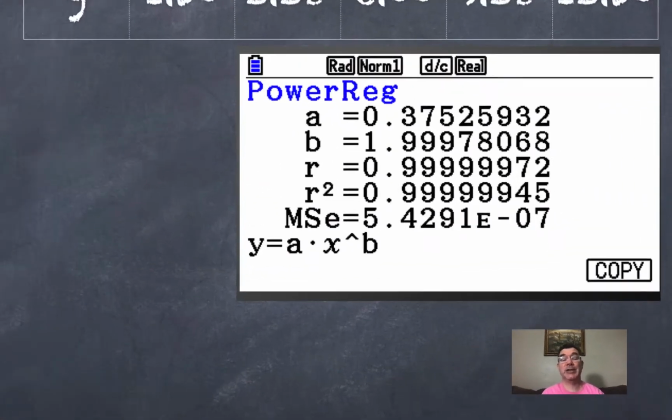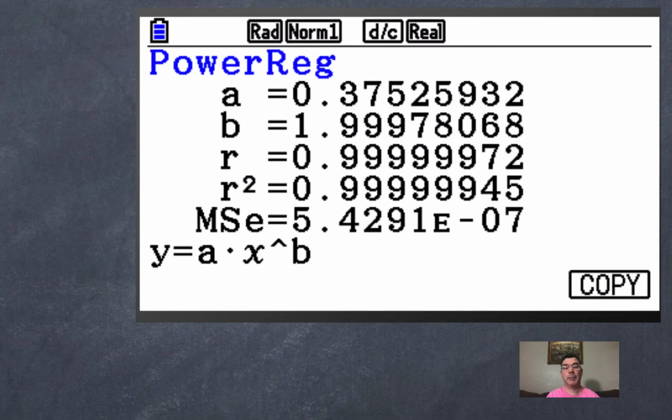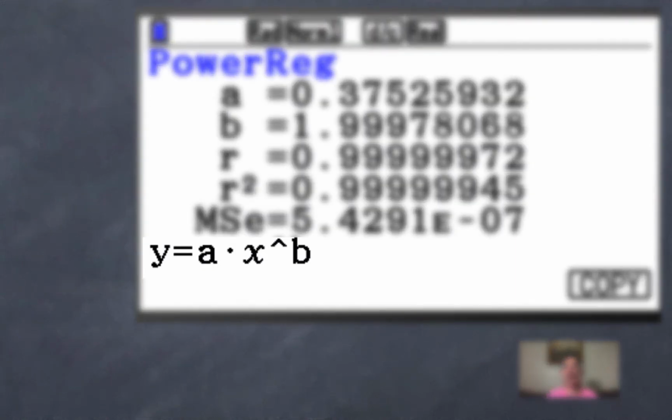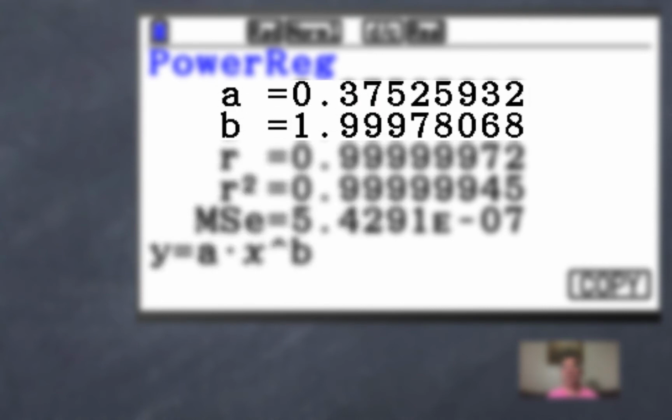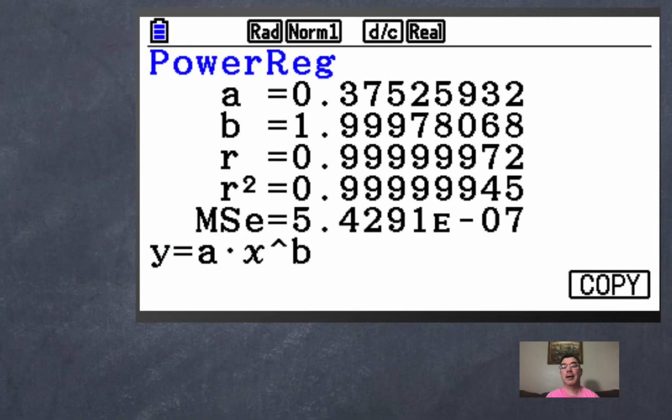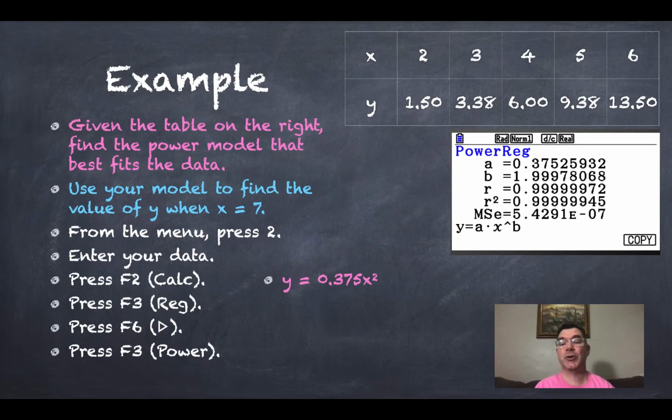That is the output. Now I need to interpret what this output actually means. If you look at the bottom, it says y equals a times x to the b. Well, a is 0.375 and a bunch more decimal places, but b is really, really close to 2. So this looks like x would be squared. So if you look at that model at the bottom, y equals a times x to the exponent b, we can say that this is modeled by y equals 0.375 times x to the 2, or y equals 0.375 x squared. Okay, so all of that information goes there. That's where I got it from.